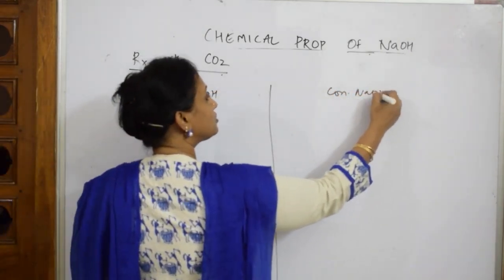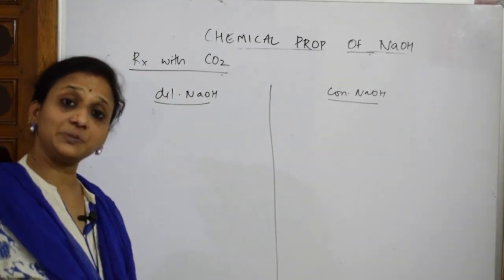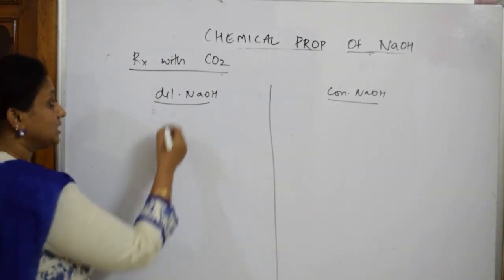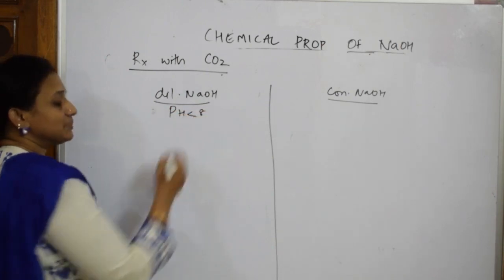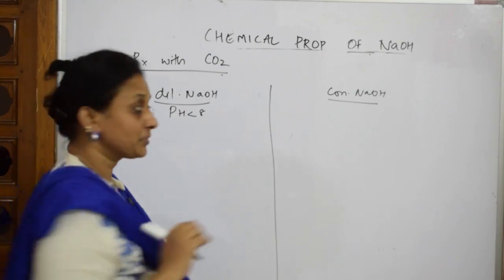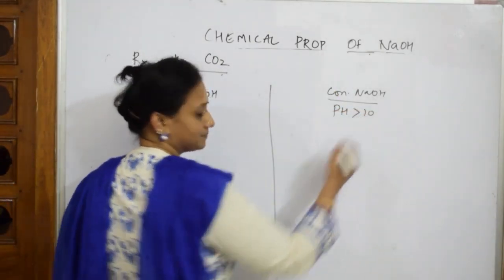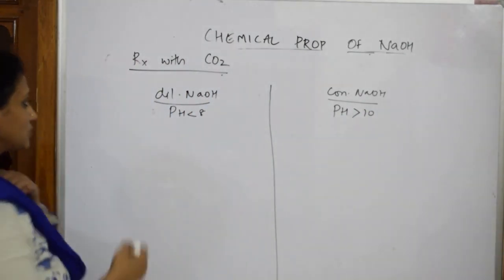So when I have to speak about dilute sodium hydroxide in the exam, if they give you a condition that the pH is less than 8, remember, that means we are going to pick up a dilute solution of sodium hydroxide. If they're giving you concentrated, that means the pH is greater than 10. Fine. So remember this.